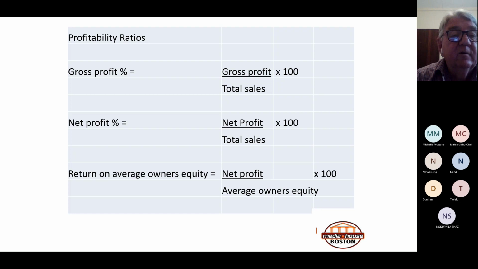Then we have a third one, return on average owner's equity. When we talk about average, it simply means we will take the previous year's figure, add it to the current year, and divide it by 2. So that is what we mean by average. In this case, owner's equity. So you will look at last year's figure, you will look at this year's figure, add them together, divide by 2, and that will give us our percentage then.